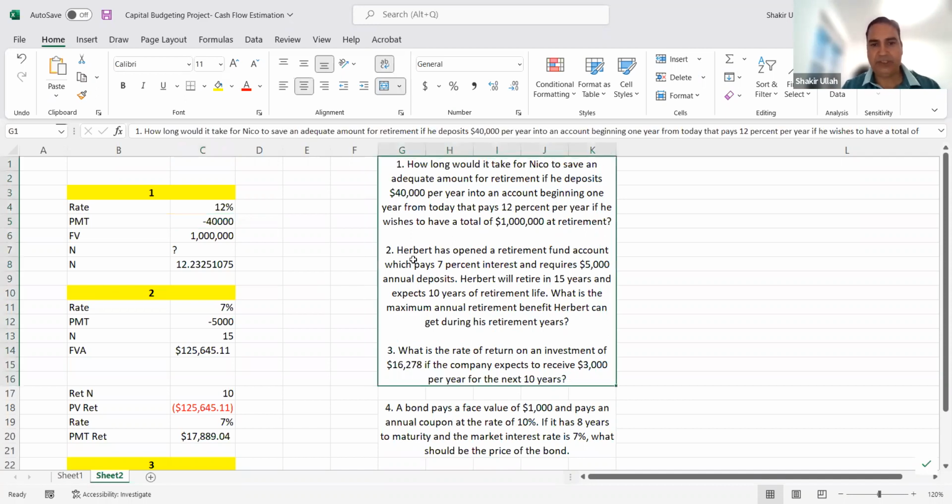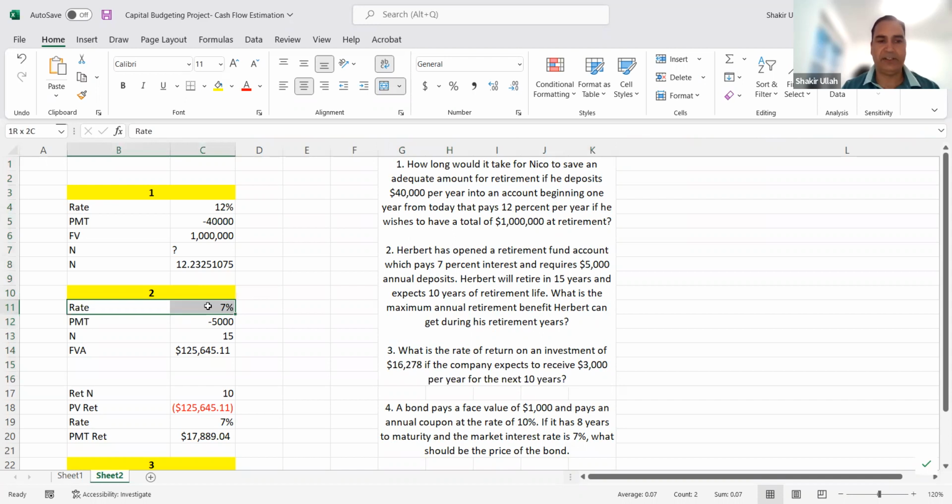Okay. Now the next question is, Herbert has opened a retirement fund account which pays 7% interest rate. So the best way is to start noting down the variables as they come along. 7% interest rate. So I write that down. Interest rate is 7%, right? And requires 5,000 annual deposit. So if that is annual deposit, that's our payment in the annuity, right? So I noted down 5,000 and I write that as negative because we are paying that 5,000 each period, right?